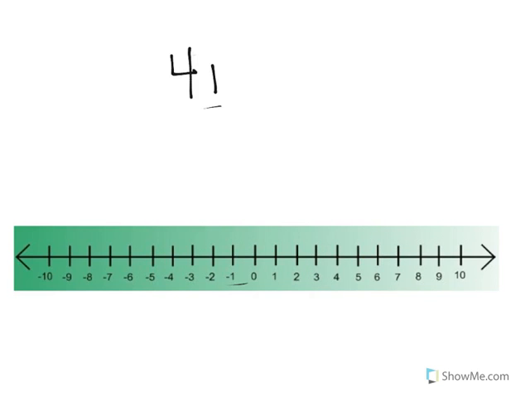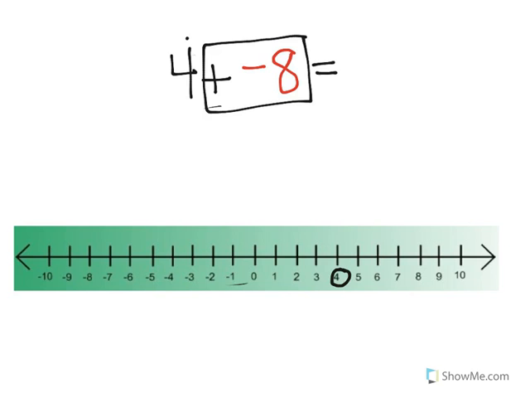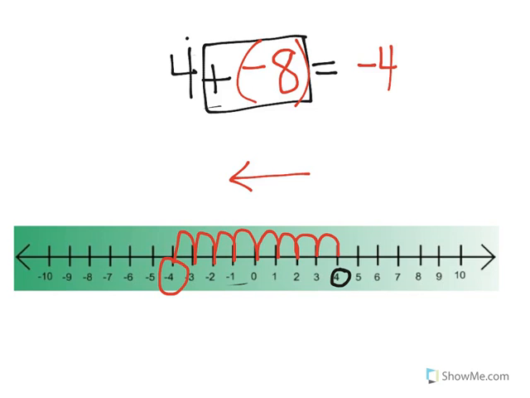Let's add 4 plus negative 8. Alright, so we're going to start here at 4, and we're going to add, but what kind of number are we going to add? We're going to add a negative. So negatives, are they to the right or to the left of the number line? Well, obviously they are towards the left of the number line. So we're going to move 8 units to the left. That would be 1, 2, 3, 4, 5, 6, 7, 8. What would your answer be? Negative 4.